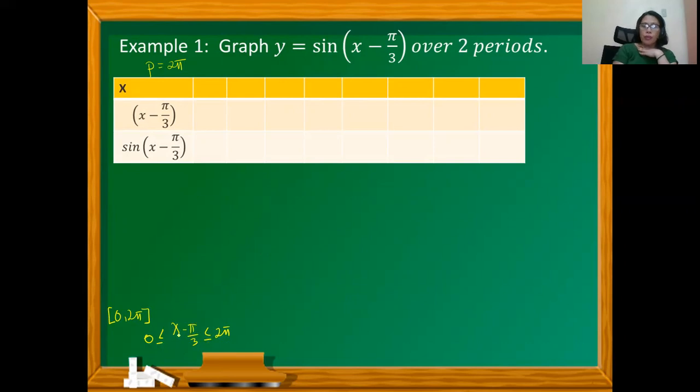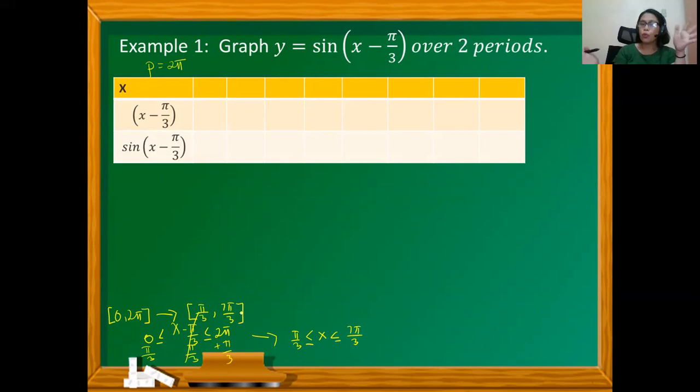Now, to simplify this inequality, we will be adding pi over 3 on all the sides of the inequalities. So plus pi over 3. So this will be cancelled. As a result, we have x is less than or equal to 7 pi over 3, as we add pi over 3 to 2 pi, and greater than or equal to, this time, no longer 0 but pi over 3. So from 0 to 2 pi, class, since there was a translation of pi over 3 units, one period interval would start from pi over 3 to 7 pi over 3.